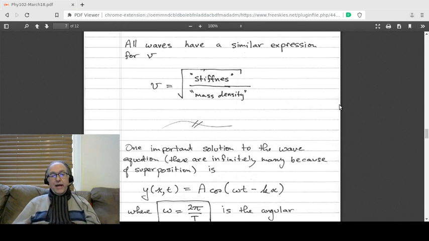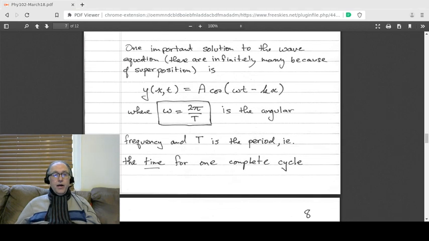Okay, that's enough of that equation, or how it comes about. Let's look at some conclusions that we can get out of it. The wave equation actually has infinitely many solutions, so we don't have to go through that theory at all. But the most obvious one is a cosine wave. Y of x,t is equal to A cosine of omega t minus kx.